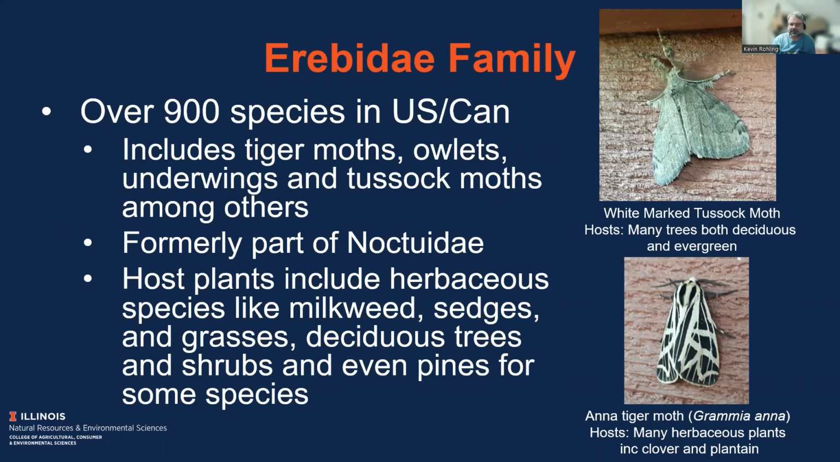So the host plants for this group includes herbaceous species mostly, like milkweed, sedges, and grasses, but also deciduous trees and shrubs, and even pines for some species. We have the white-marked tussock moth there in the top right, looking quite hairy and with the feathery antenna, and feeds on many different tree species, deciduous and evergreen. Whereas the Anna tiger moth feeds on many different herbaceous plants.